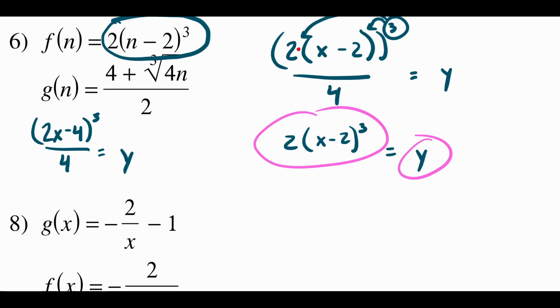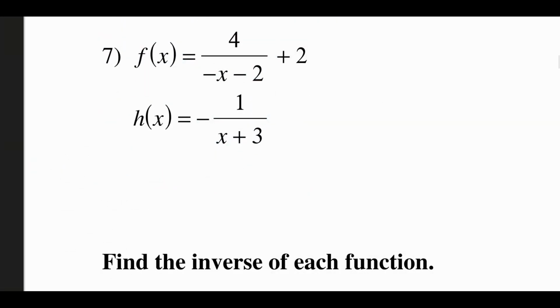Let's move on to number 7, now that we have confirmed that the functions in number 6 are indeed inverses. In number 7, I can plug in a 0 for x. It's not going to be undefined since we are subtracting 2.